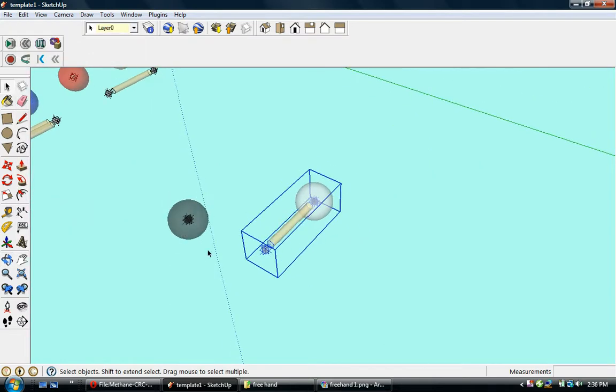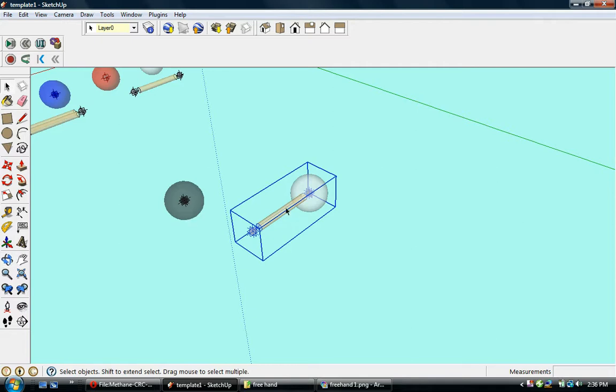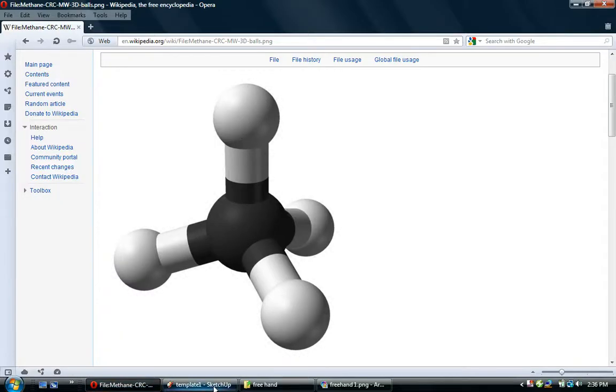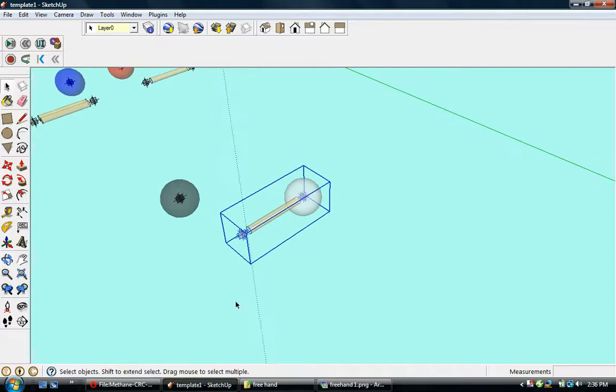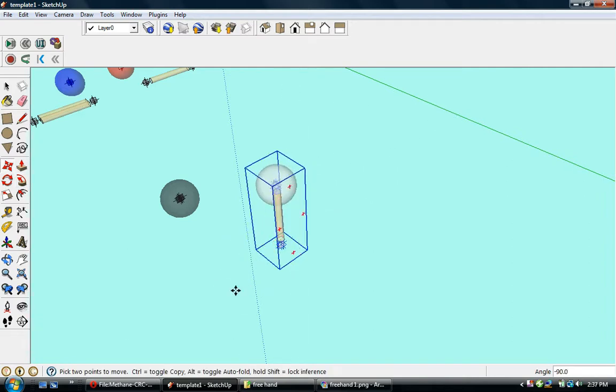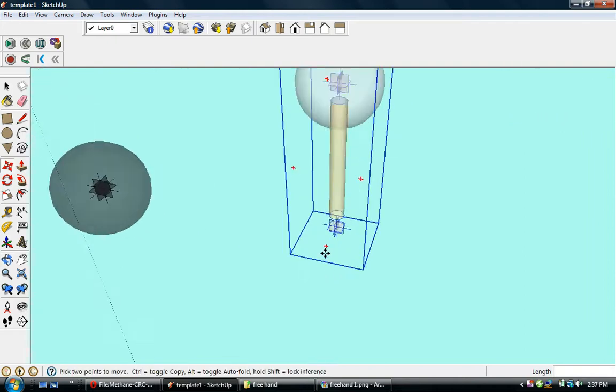Okay, the first bond is simple enough. We can attach that because we know that there's one bond that goes up vertically. So we will make this go up vertically. And we could use the rotate tool, except we can't find a surface that's vertical, so it really can't align properly. So let's use the Move tool's rotate tool, and now we've got that right.